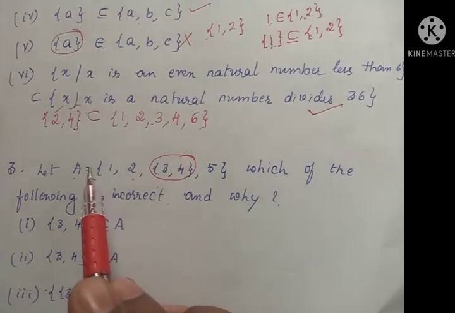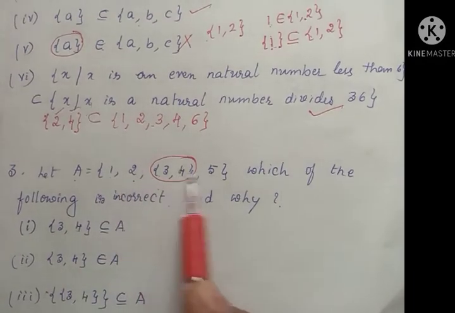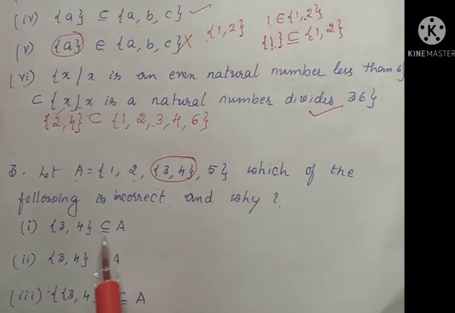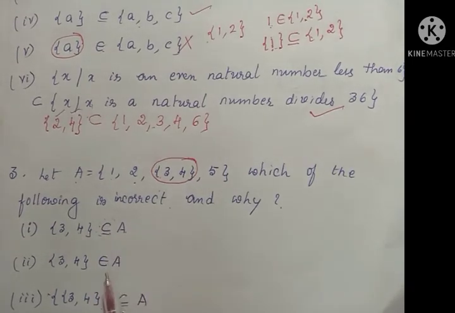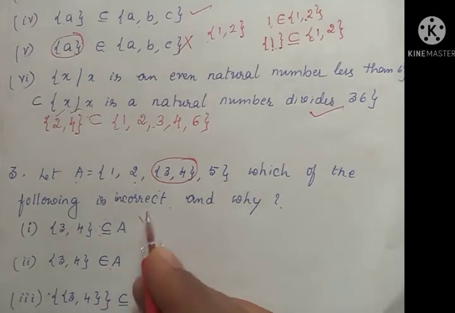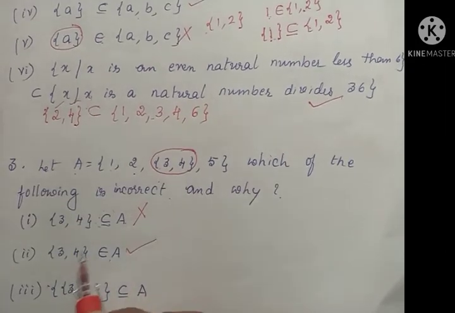Whatever is there in a set A, those are all the elements. Now this is not a subset. This is an element. This one is correct. First one wrong. Second one is correct because this is an element of A.